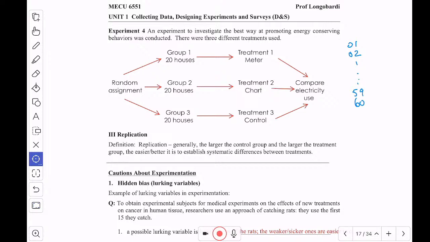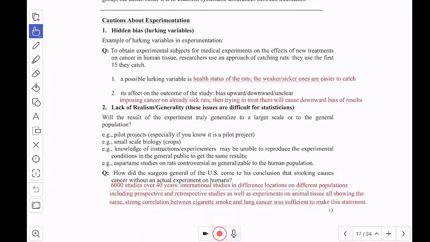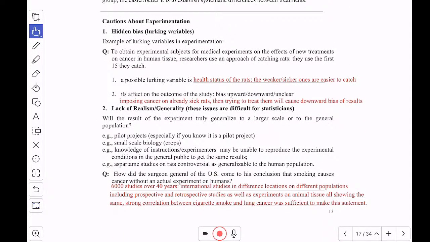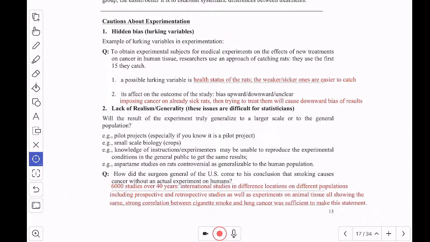So, replication, that you need enough in each of the groups. All right, so some cautions about experimentation motivated by this example. Let's say you're going to conduct research on a treatment for cancer in human tissue.